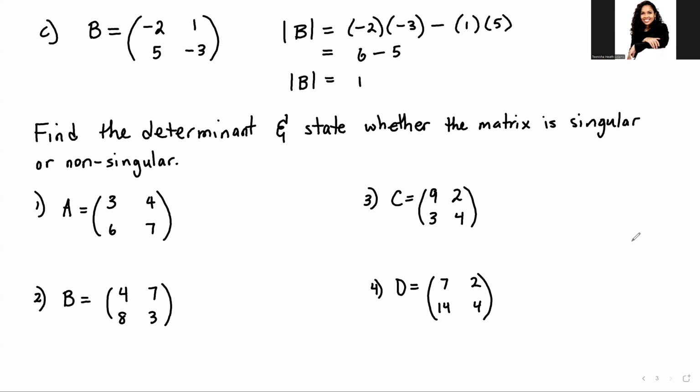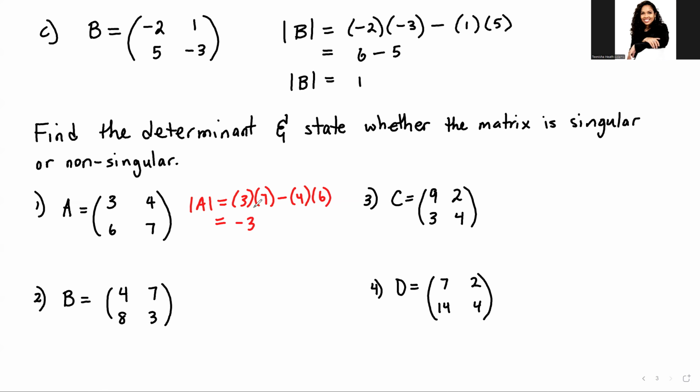Right, let me just do them very quickly. The determinant of A, I'll use a different color actually. The determinant of A would be 3 times 7, take away 4 by 6. So that will give me -3.